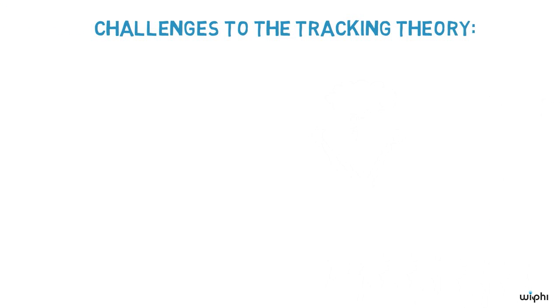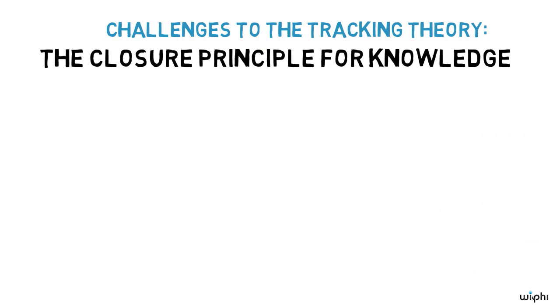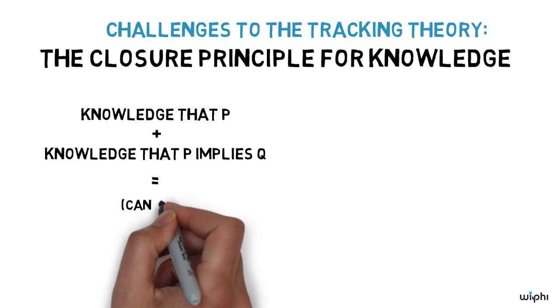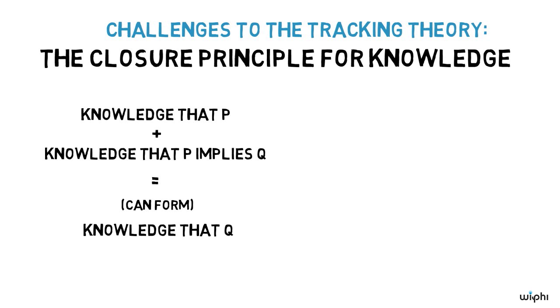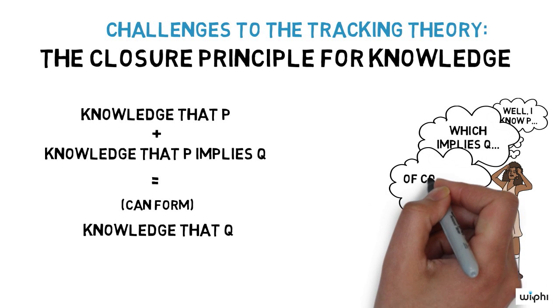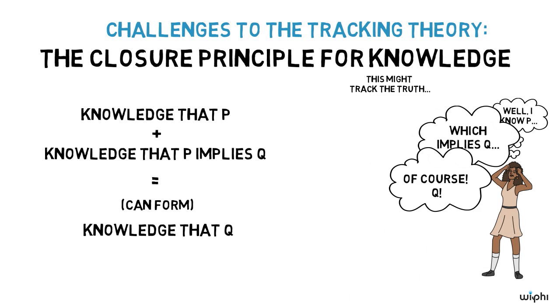Another kind of problem has to do with what's called the closure principle for knowledge. The closure principle says that when you know P, and you know that P implies Q, you're also in a position to know Q. It's a very plausible idea. It seems that when you figure out that one thing you know implies something else, that's just a way of learning that further thing too. But the tracking theory, at least as Dretske and Nozick formulated it, is incompatible with the closure principle.